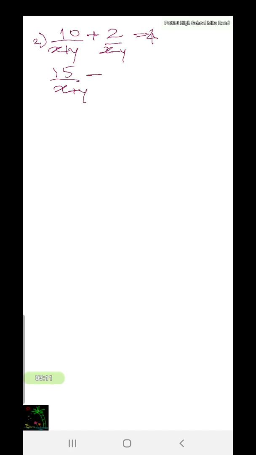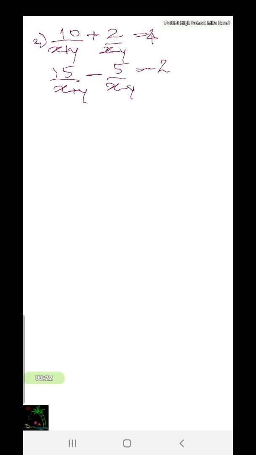Second sum: 10 upon x plus y plus 2 upon x minus y is equal to 4, and 15 upon x plus y minus 5 upon x minus y is equal to minus 2.